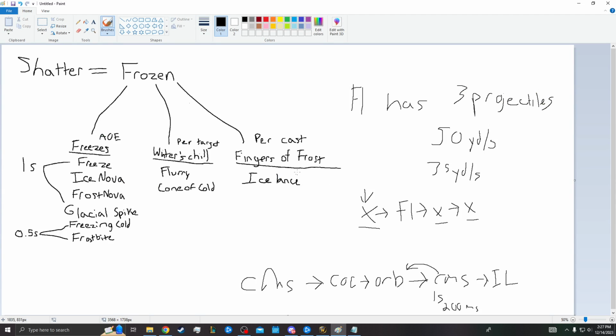So from looking at my horrible paint graph, we can tell that that means that it either needs to benefit from this or this as well, right? So either one of these will give you an additional 20% increased damage if you still have Fingers of Frost active. This happens a lot of times, actually. This probably happens more often than you think it does.